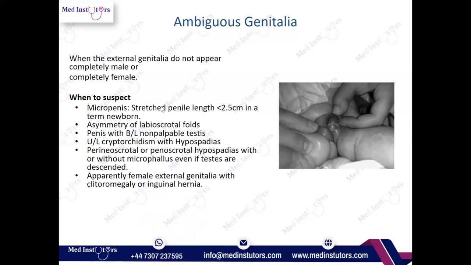Then, when to suspect? There is a criteria. When micropenis is there, that means if the stretched penile length is less than 2.5 centimeters in a term newborn, that means that baby has ambiguous genitalia. Or there may be asymmetry of labioscrotal folds, there may be a penis with bilateral non-palpable testes, there may be unilateral cryptorchidism with hypospadias. So all of these are pointing towards ambiguous genitalia. Here you can see a picture of micropenis, and the stretched penile length is less than 2.5 centimeters. So this is ambiguous genitalia of a baby who has 21 hydroxylase deficiency.